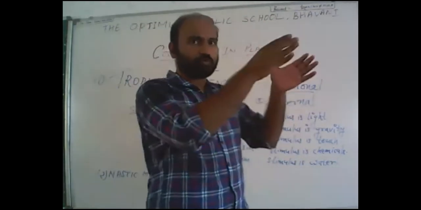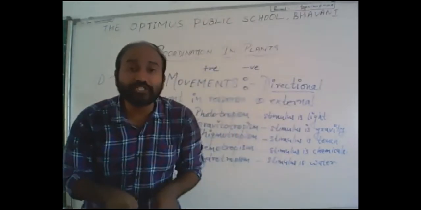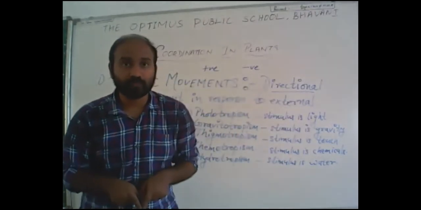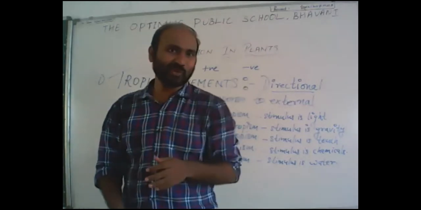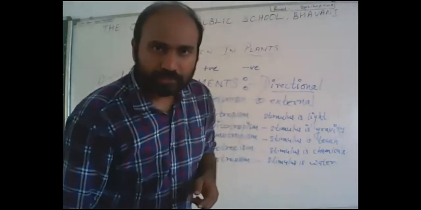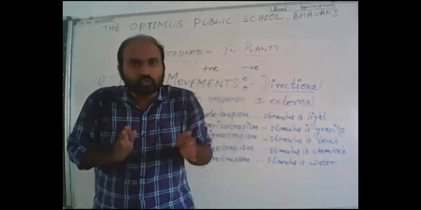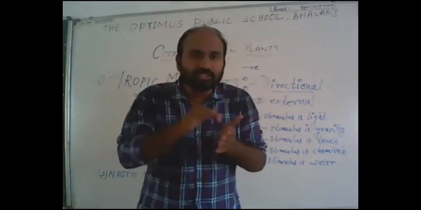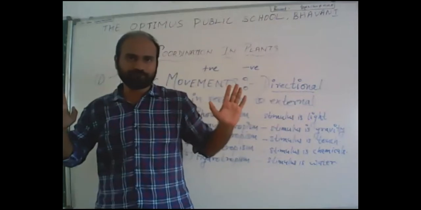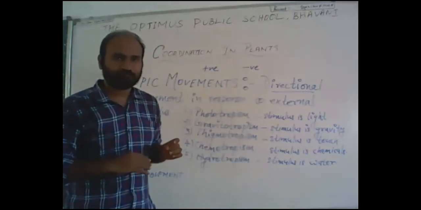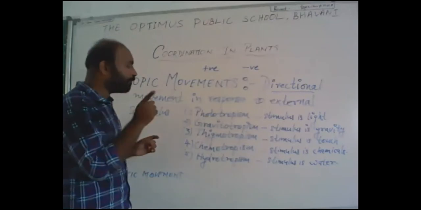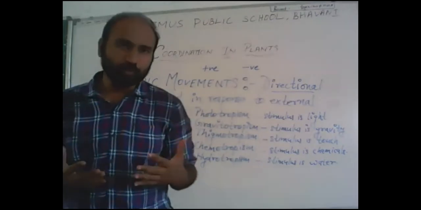Positive means towards, away means negative. So positive tropic movement. The root, which is the under part, moves away from the light at the same time. So it's a negative tropic movement. If the growth is towards the stimulus, positive. If the growth is away from the stimulus, negative. So tropic movement is related to direction. There are different types of tropic movements.